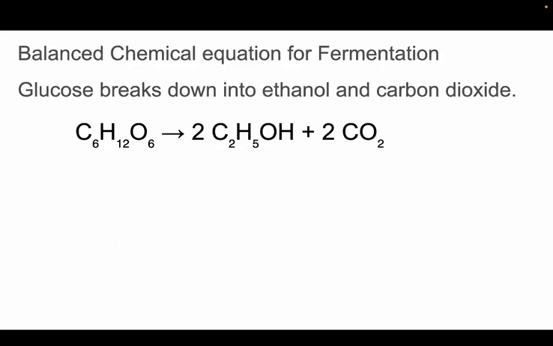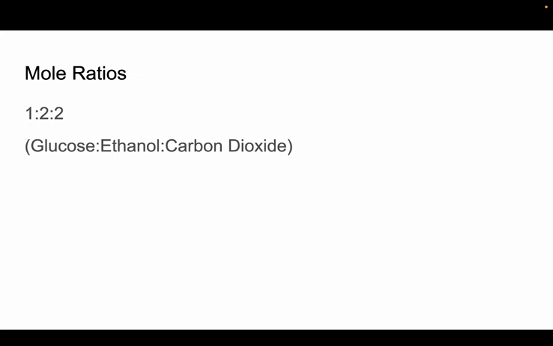So here is the balanced chemical equation for fermentation, and it's glucose breaking down into ethanol and carbon dioxide. And one molecule of glucose produces 2 molecules of ethanol and 2 molecules of carbon dioxide. Here's the mole ratio for the equation, and this ratio allows us to calculate how much product is able to be formed from a given amount of reactant.